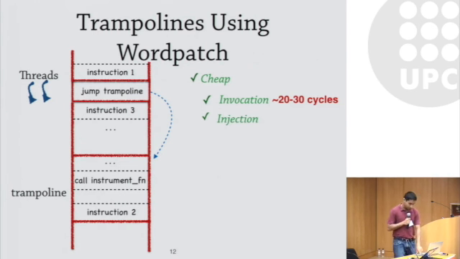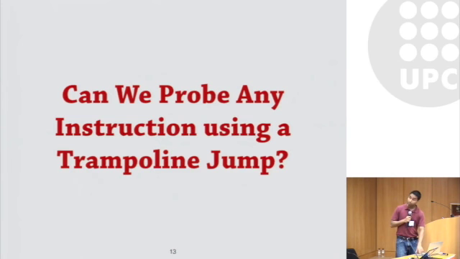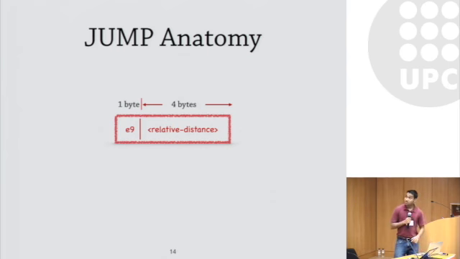So the only remaining question now is, can we probe any instruction using a trampoline jump? This is the main contribution of our current work. It turns out that it is tricky when the instruction is shorter than a jump instruction. In x86, a relative jump looks like this. It's 5 bytes long, and the first byte is the opcode, and the rest of the 4 bytes are for the relative distance to the jump target.